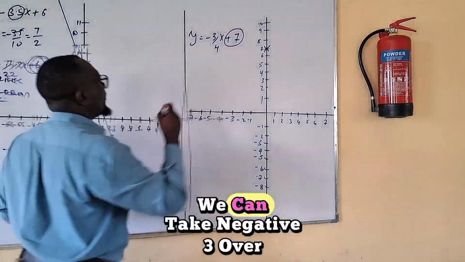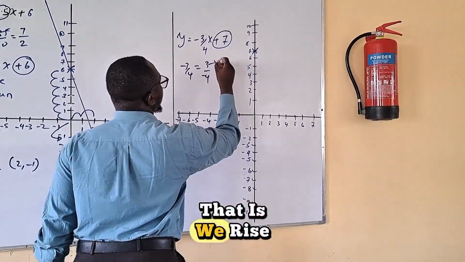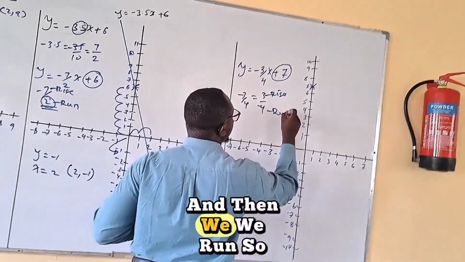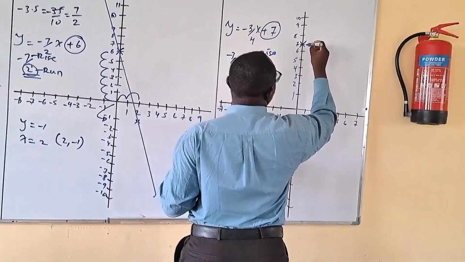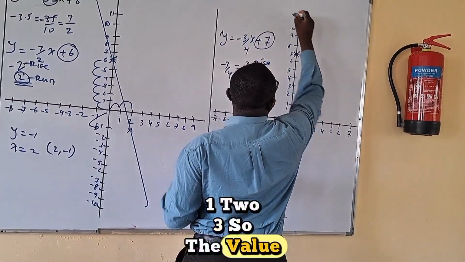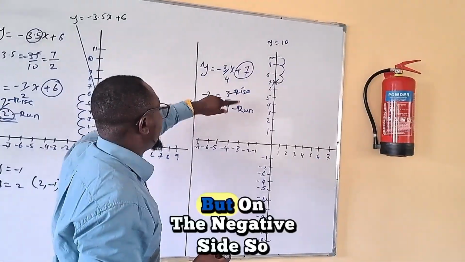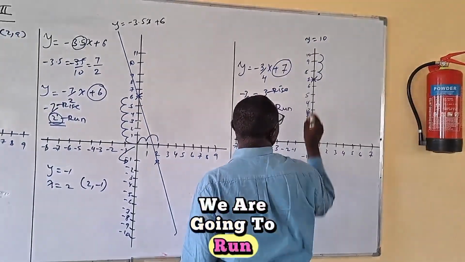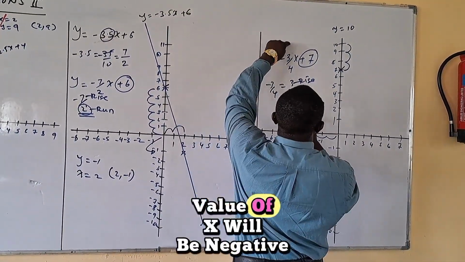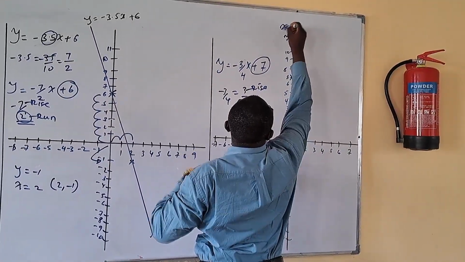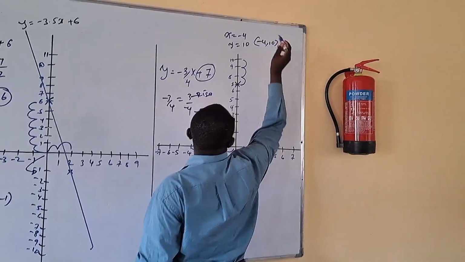And then we can take -3/4 as 3/-4. That is, we rise and then we run. So we are going to rise 3 times. That is 1, 2, 3. So the value of y is equal to 10, and then we run 4 times, but on the negative side. So we are going to run 1, 2, 3, 4. So the value of x will be -4. So our coordinate will be (-4, 10), like that.